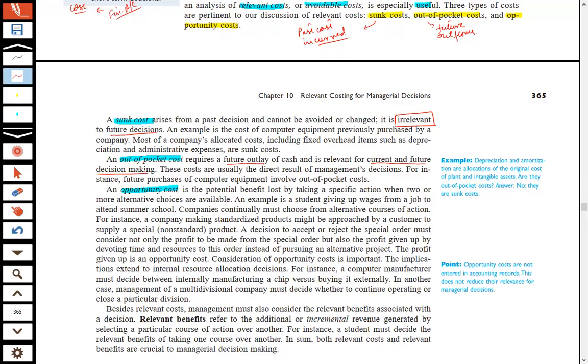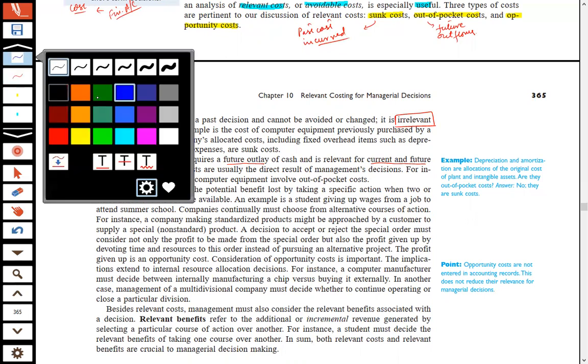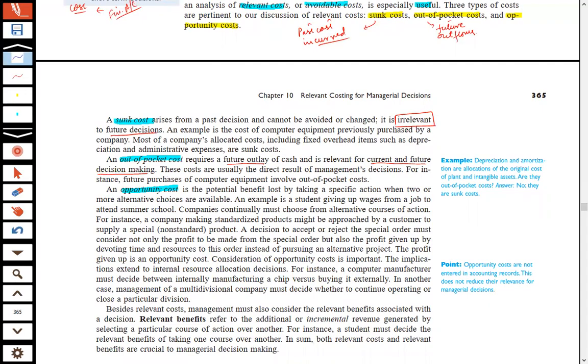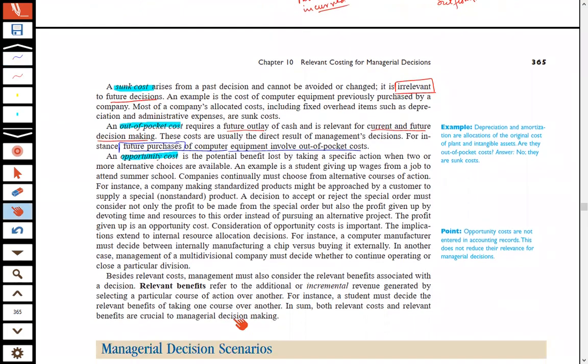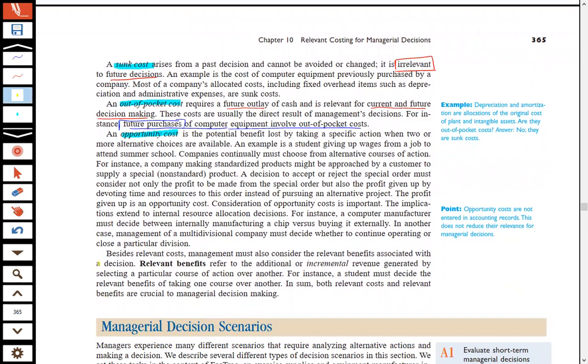These costs are usually the direct result of management decisions. For instance, a future purchase of computer equipment involves out of pocket expenses. So the key is the future, that is related to future outflows. And opportunity cost, you know it, that is the best alternative foregone. So we will not discuss it. Okay, this para is very important.